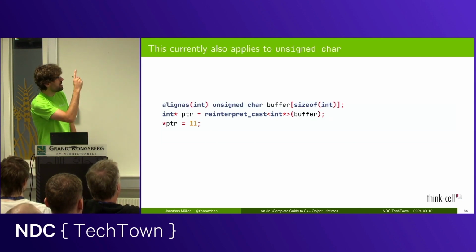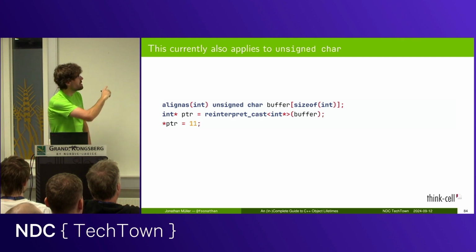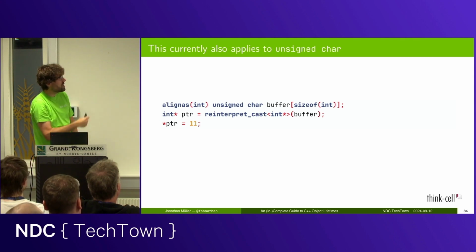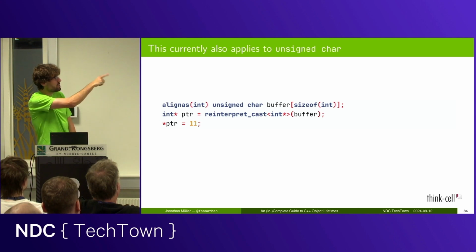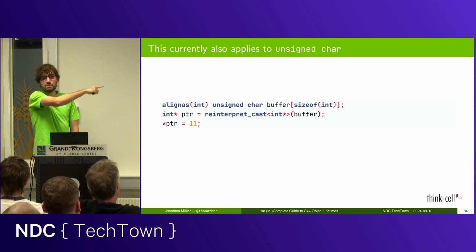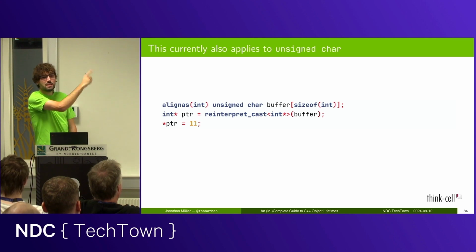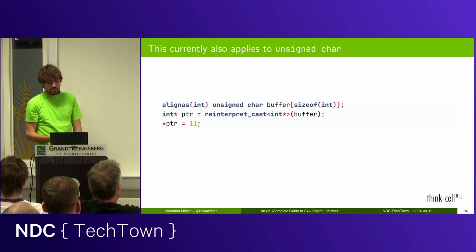Another detour apparently, I've moved some slides around at the end. This also applies to unsigned char, this behavior. If you've got a pointer to char and you then reinterpret cast it, this is still a pointer to an unsigned char buffer. This isn't a pointer to an int. This is the bug in the standard. This is why you need launder.